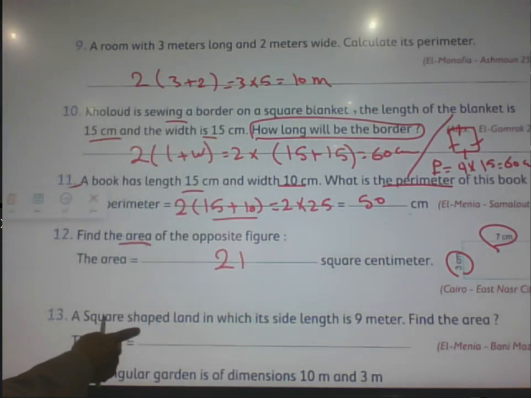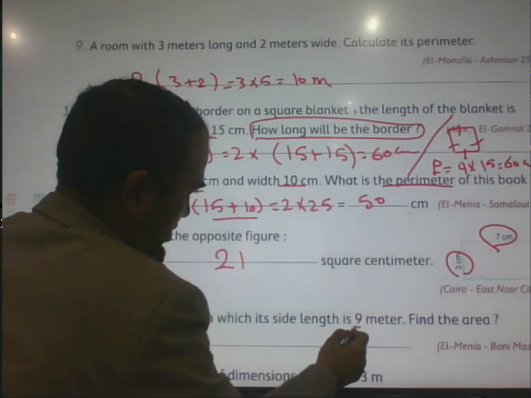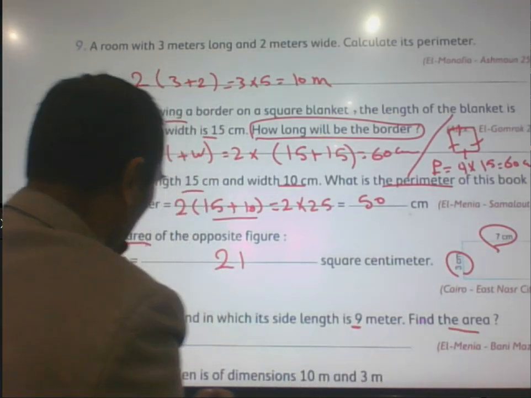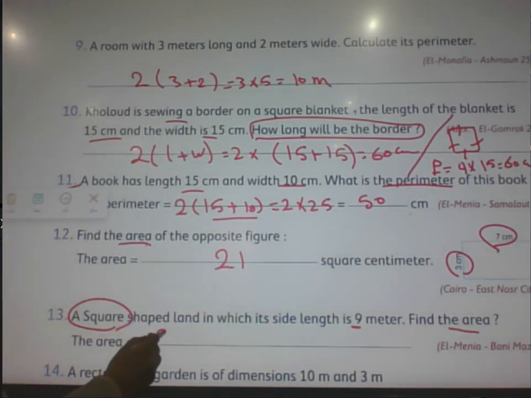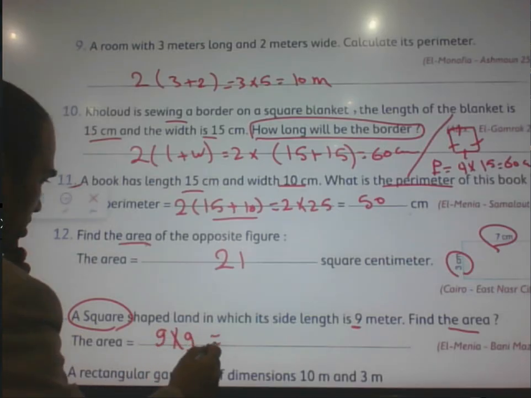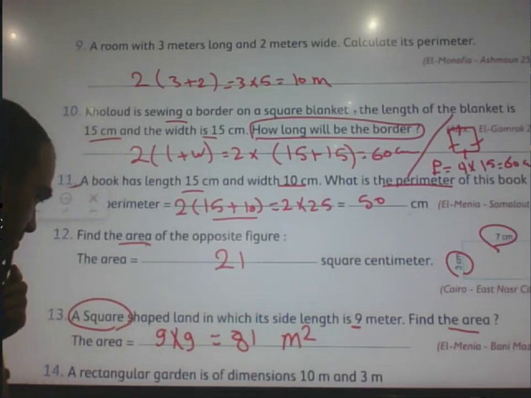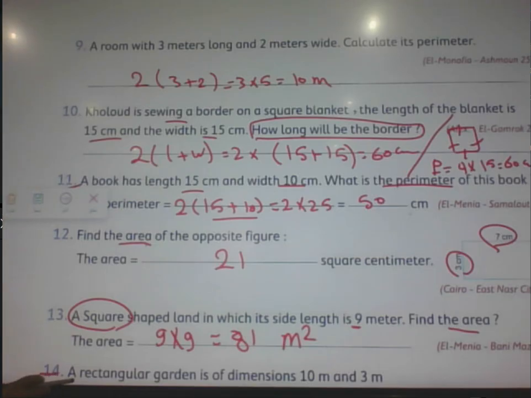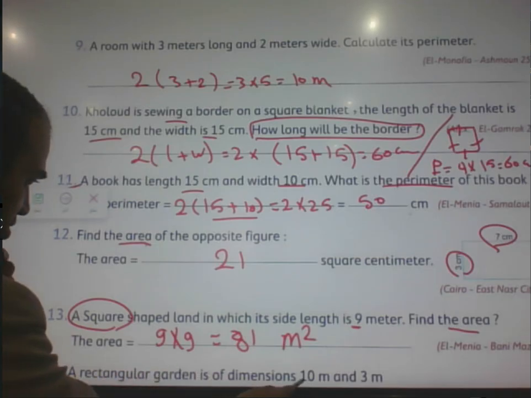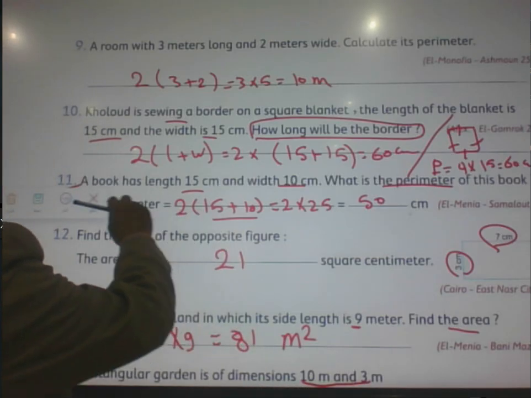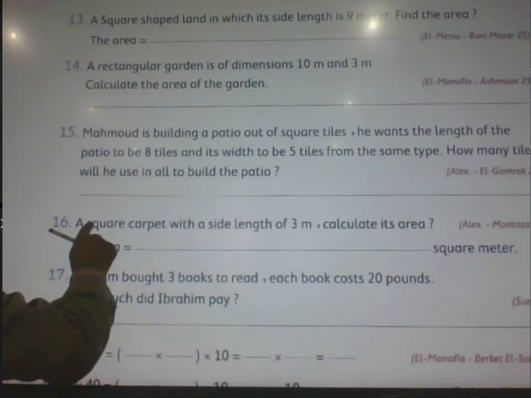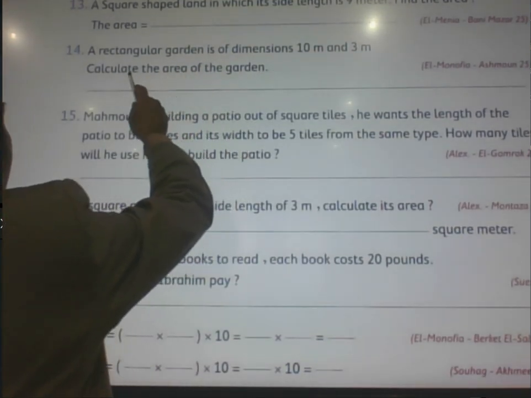Next question, a square with side length 9 meters. Find the area. The area of a square equals side times side. 9 times 9 equals 81 square meters. Number 14, a rectangular garden with dimensions 10 and 3 meters. Okay, number 14, pay attention with me. You want to find the area here.